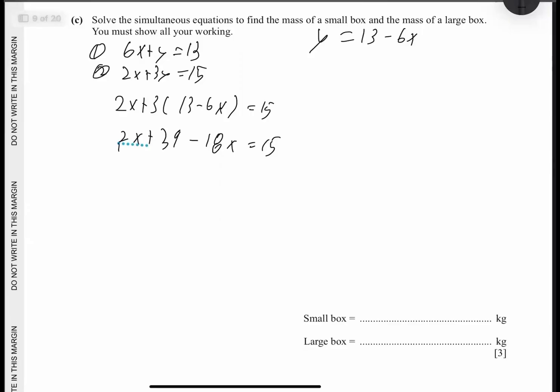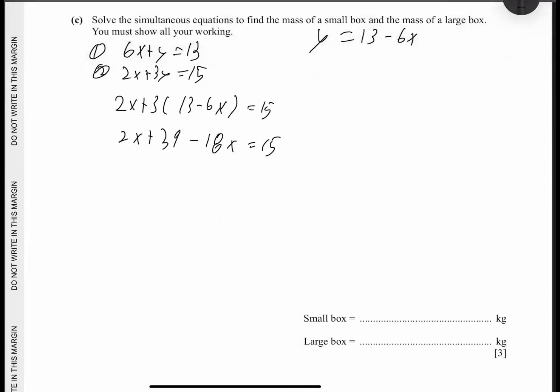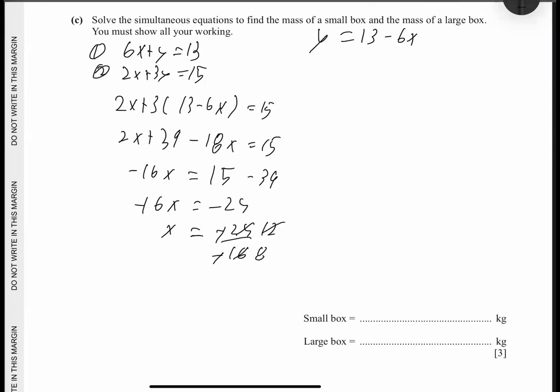2x plus 39 is equal to... 2x plus 39 minus 18x is equal to 15. We add the x's, which would be minus 16x. We take 39 to the other side, 15 minus 39. So 16x would be equal to minus 24. So x would be minus 24 over minus 16. Minus minus cancel out. So it should be 12 over 8, 6 over 4, 3 over 2.